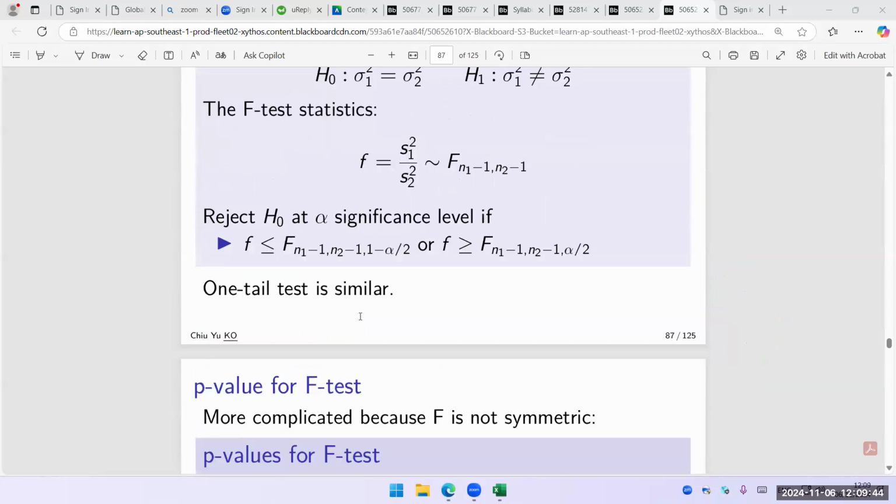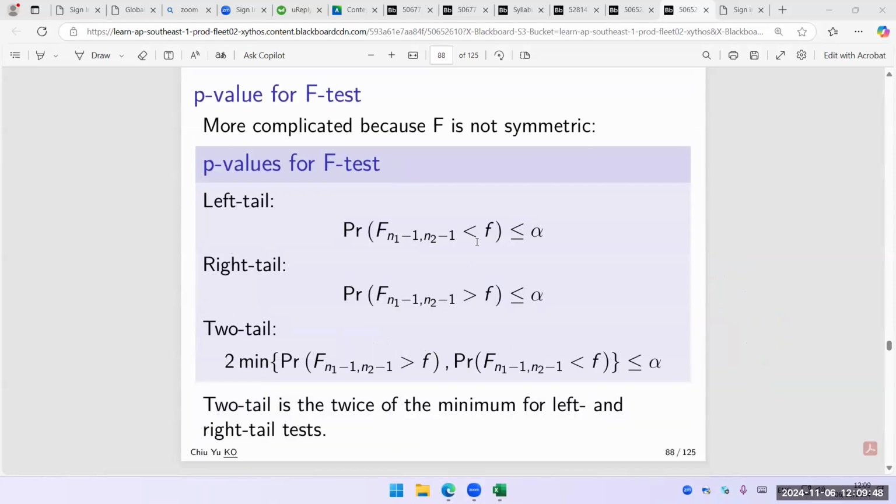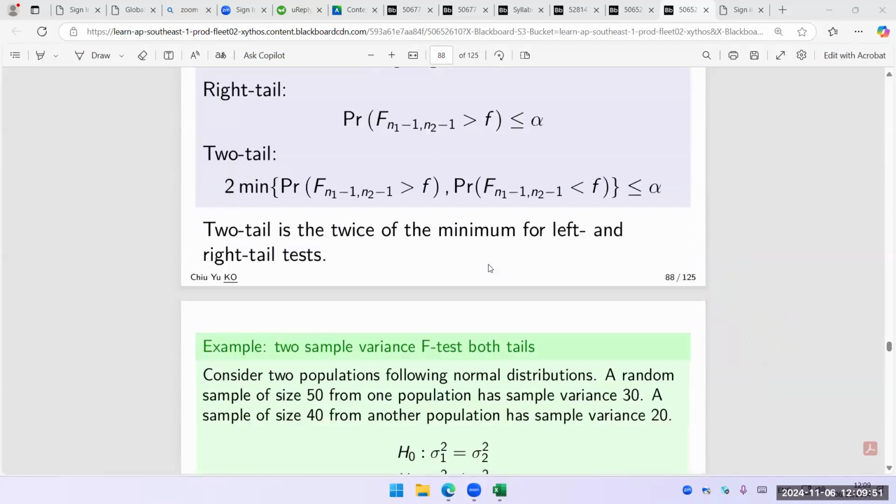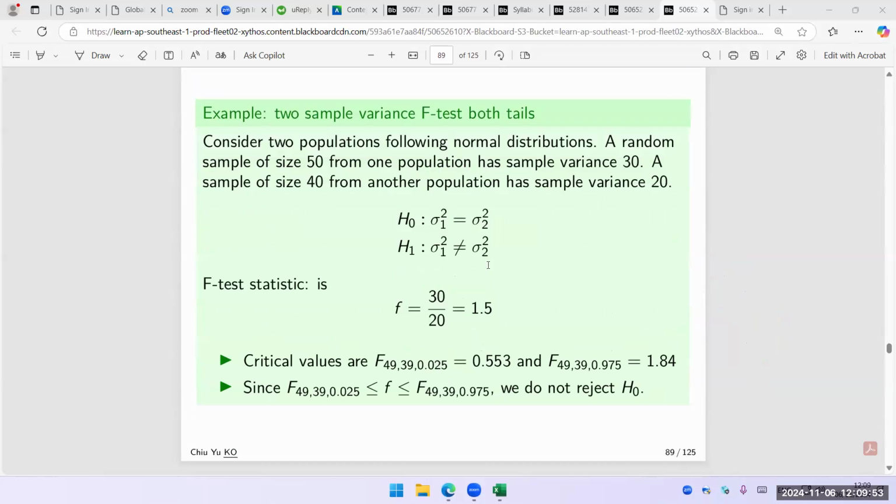And it really depends on the F test with the left tail and right tail. Okay, but let's see the example, then it'll be very simple. So I have a sample size of 50 with sample variance of 30. The other one is 40 over 20. So you can look at the ratio, it's 1.5.